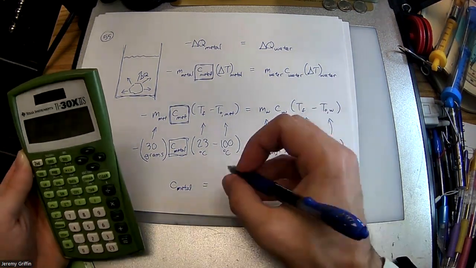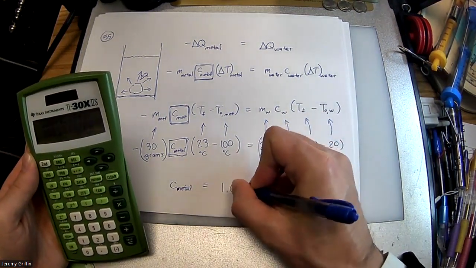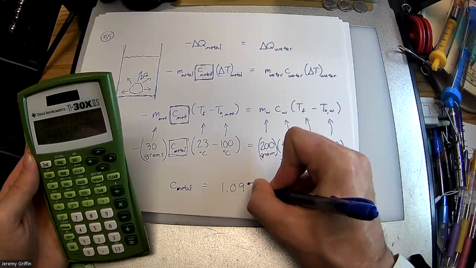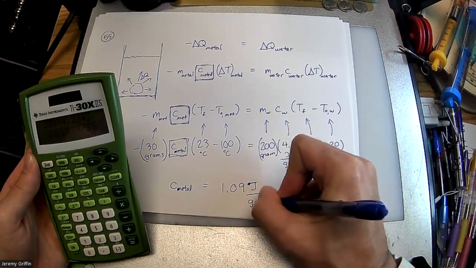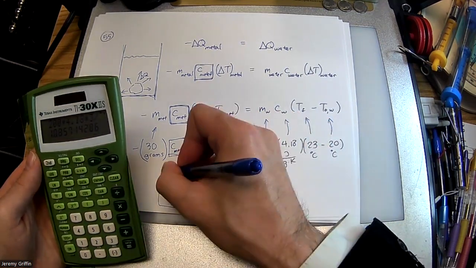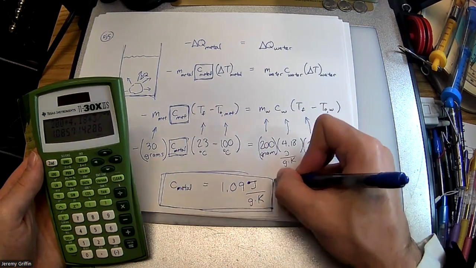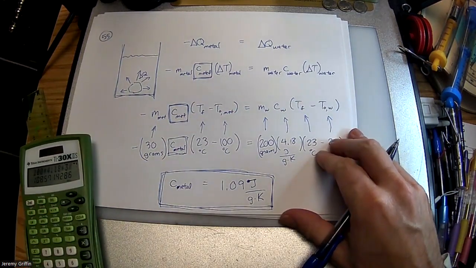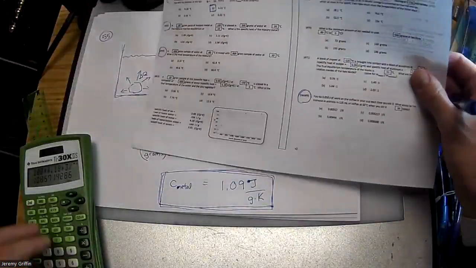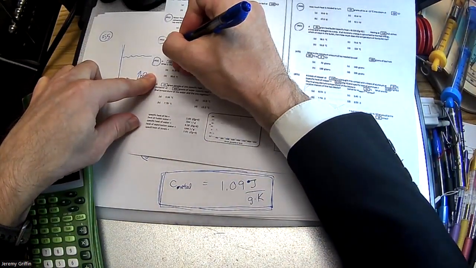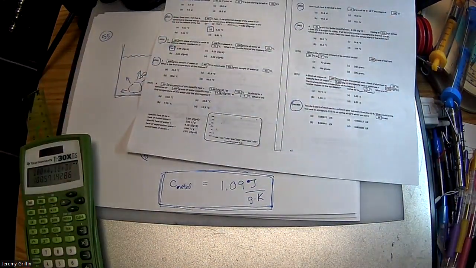I'm getting this many, and the unit would be joules per gram Kelvin. Specific heat capacity is measured in either joules per gram Kelvin or joules per kilogram Kelvin, one or the other. Let's make sure that number is an answer choice. Yeah, it's right here. Okay, you guys getting an answer choice on this paper too?